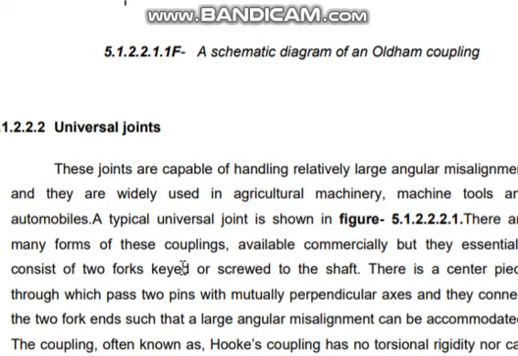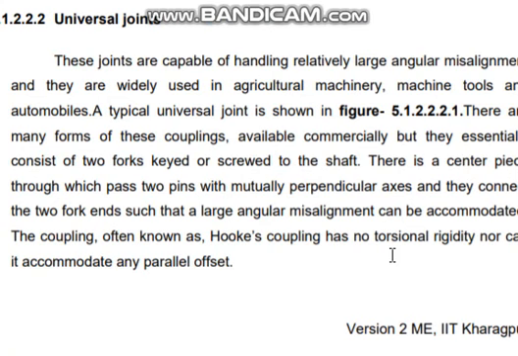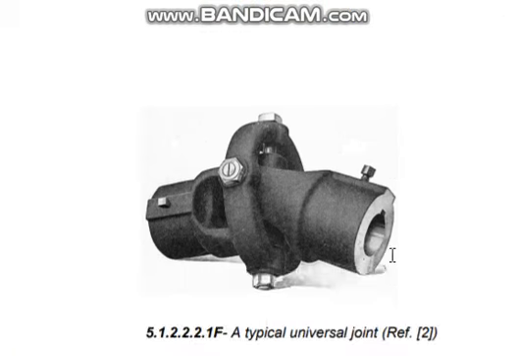There are many forms of these couplings available commercially, but they essentially consist of two forks keyed or screwed to the shaft. There is a central piece through which pass two pins with mutually perpendicular axes, and they connect the two fork ends such that large angular misalignment can be accommodated. This coupling, often known as Hooke's coupling, has no torsional rigidity, nor can it accommodate any parallel offset. Parallel offsets, it won't.